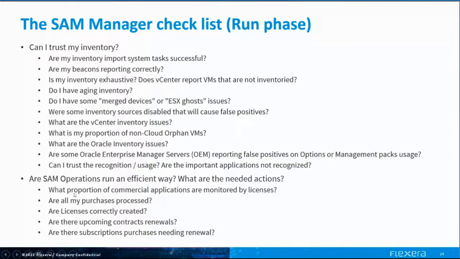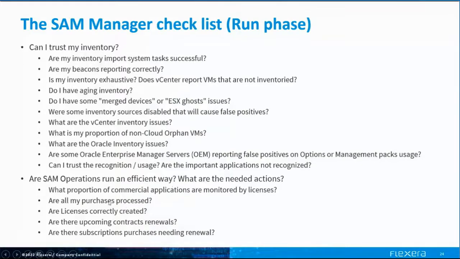And there are some bigger topics that come, I would say, after in terms of priority, which are: okay, now I can trust my inventory, which is such a big story that should not be overlooked. What should I do? Do I have some inventory which is not monitored by licenses? What is my proportion of commercial applications that are monitored by licenses?